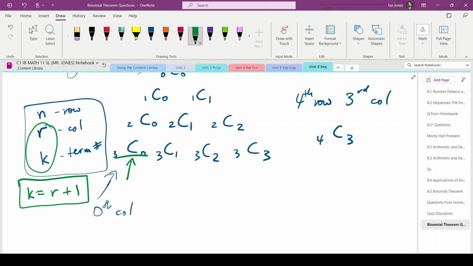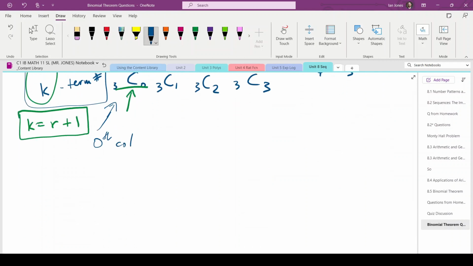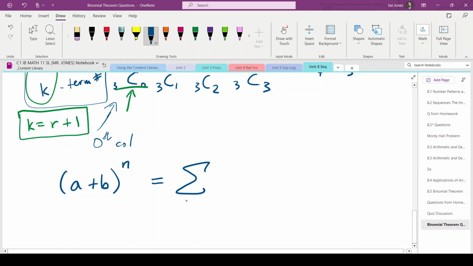So now with that being said, the next thing that you must memorize, and it's on your formula sheet, but you should have this well in your mind, is that a plus b to the exponent of n is equal to the sum from r equals 0 to n of n choose r, a to the n minus r, b to the r. This you should be able to just write out, even if it is given to you on your formula sheet.